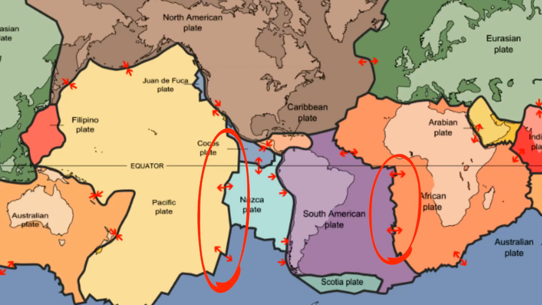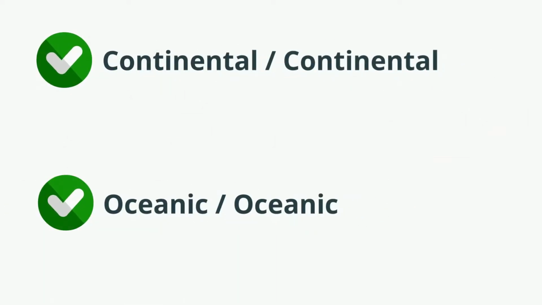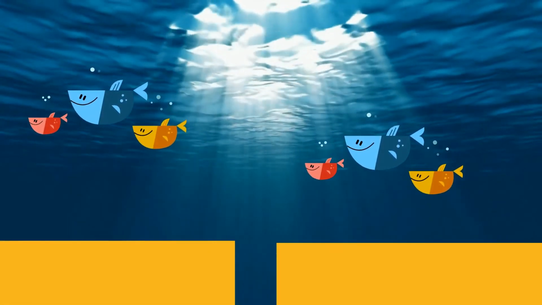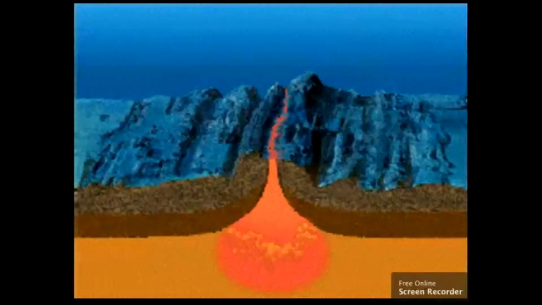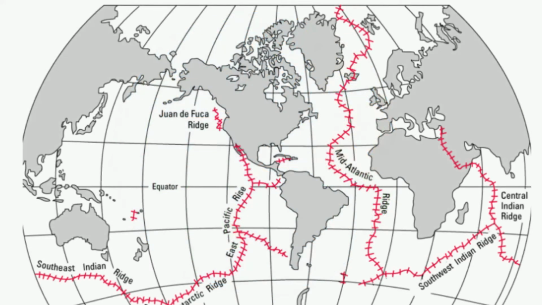There are two major types of divergent boundaries: continental lithosphere and oceanic lithosphere. Oceanic and oceanic divergent boundaries occur where two oceanic plates move away from one another. This is where seafloor spreading takes place. The most common example is the mid-ocean ridge, which stretches around the world. The mid-ocean ridge can be seen here in red.